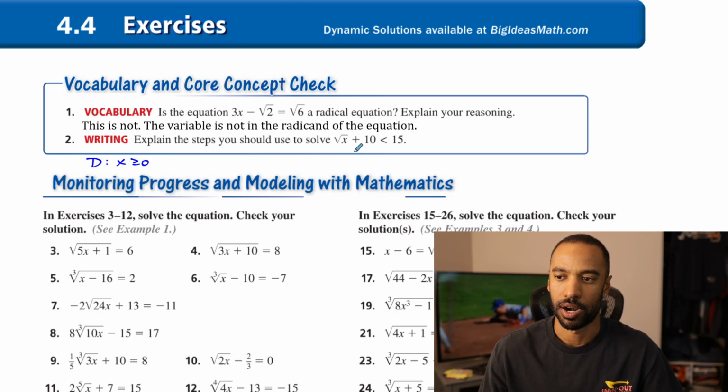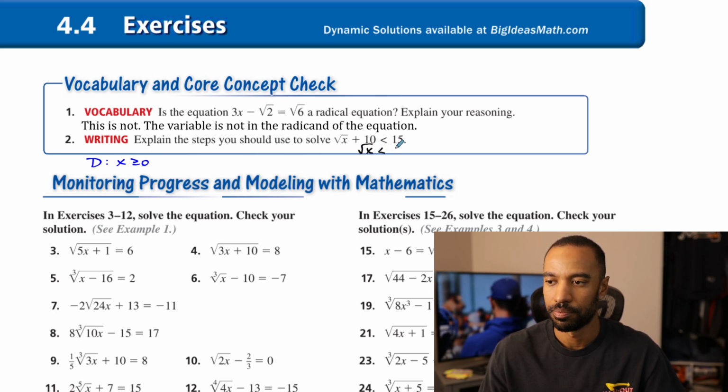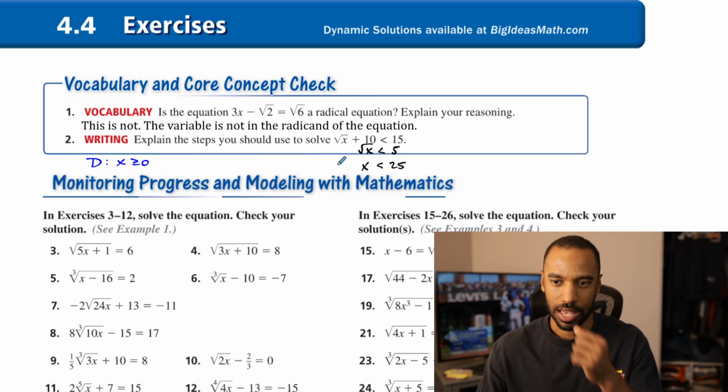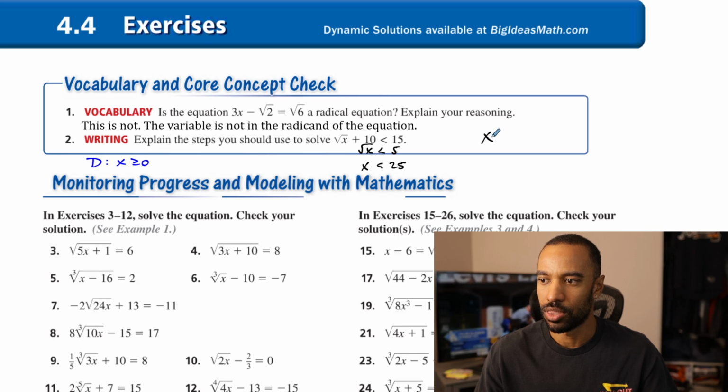Now, that's the first part. Do I have to start with that? No, but I have to consider it. I'm going to subtract 10 from both sides to isolate my radical, like that, and I get 5. And then I'll square both sides, and then I get 25. X is less than 25. So x has to be greater than or equal to 0, but less than 25.